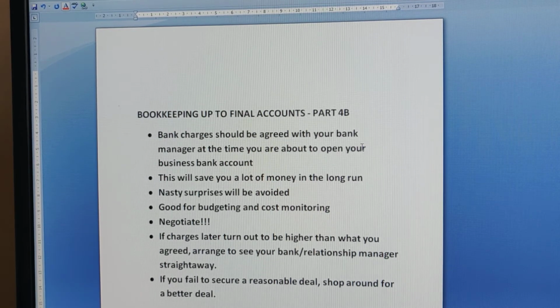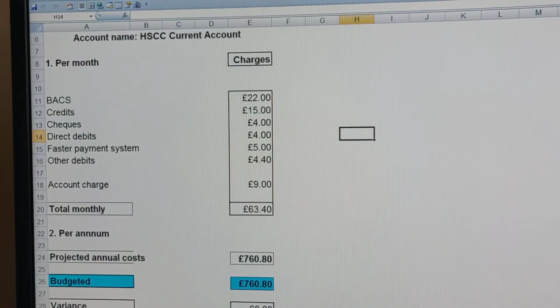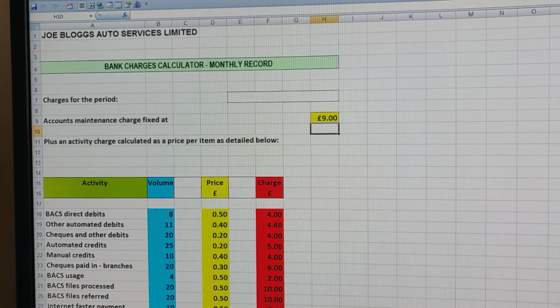So now, I will show you this simple spreadsheet that I believe you should use before you go to see your bank manager. Here is the breakdown. Calculate what you think your bank charges should be. The very first item you should agree with your bank manager is what they call account maintenance fee, which is £9. In this case, this is just for the purpose of illustration.